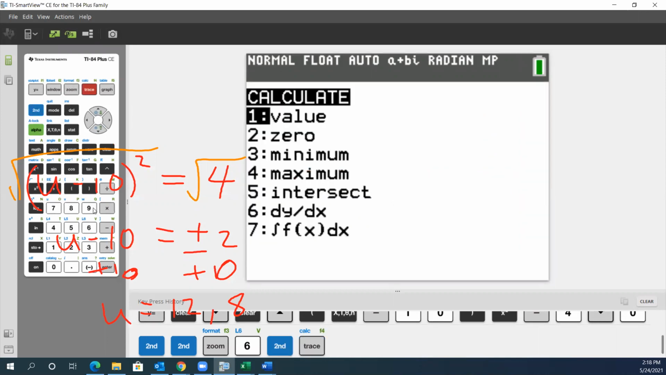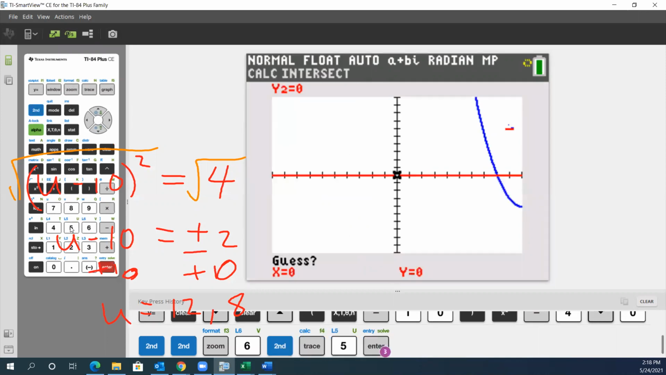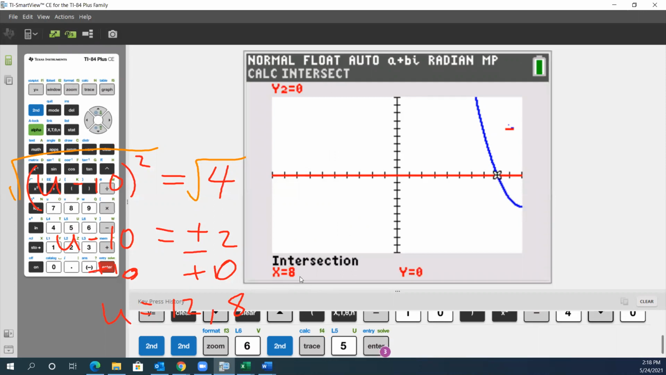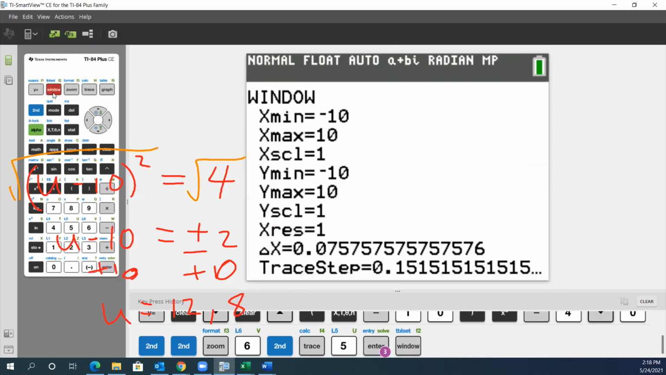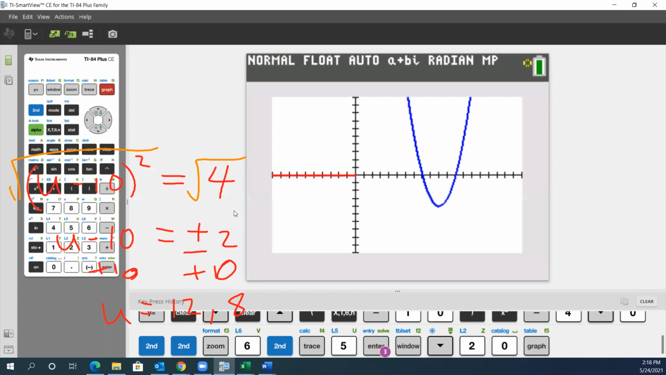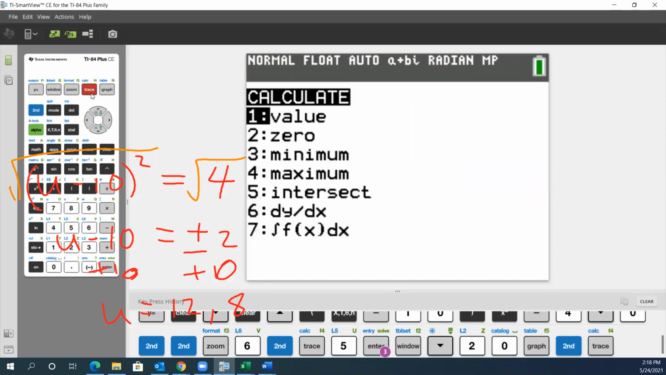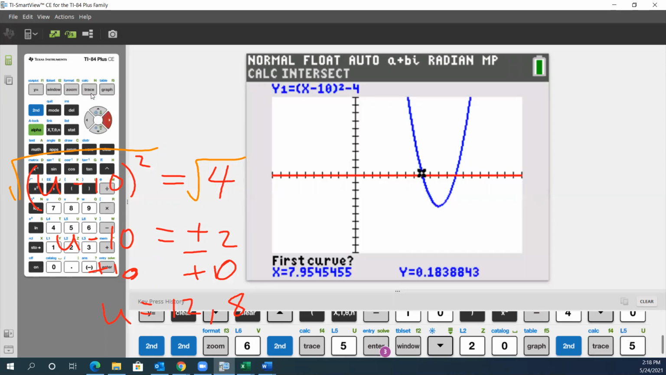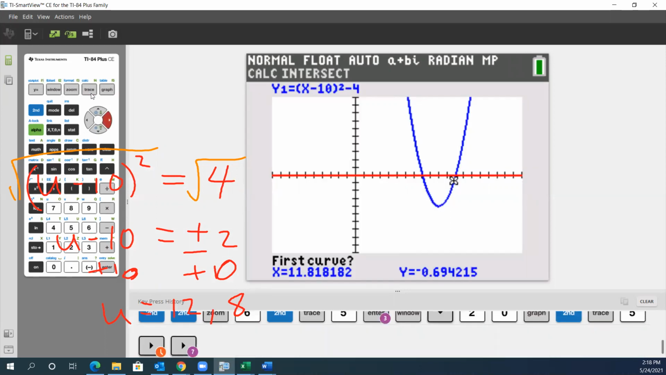So second trace 5, enter, enter, enter. And I see that one solution is 8, and we had that. Now, the other solution, this blue thing is a parabola, clearly, so it's going to come back up and intersect again. So I'm going to go to window. I'm going to push out the right side of this to maybe 20. That should be plenty. And then I'll graph again, and then I'll get the right intersection point. So second trace 5, move my cursor over to the right one, and then 3 enters.